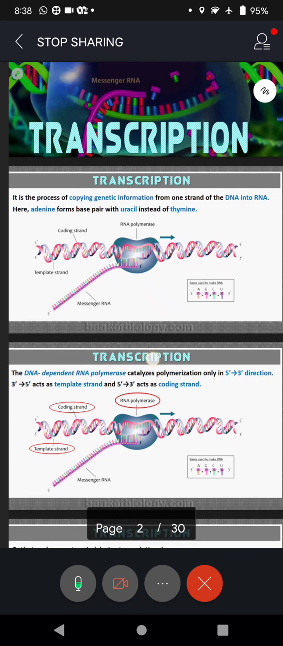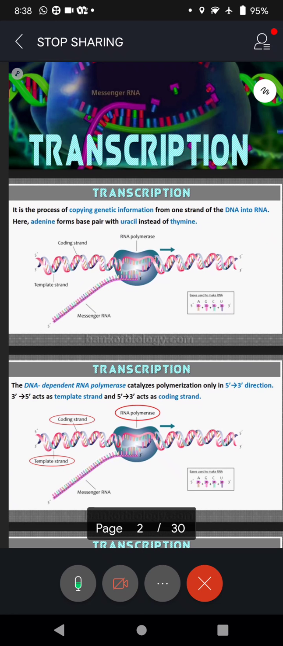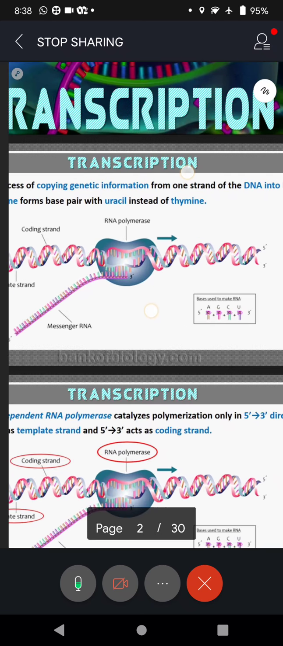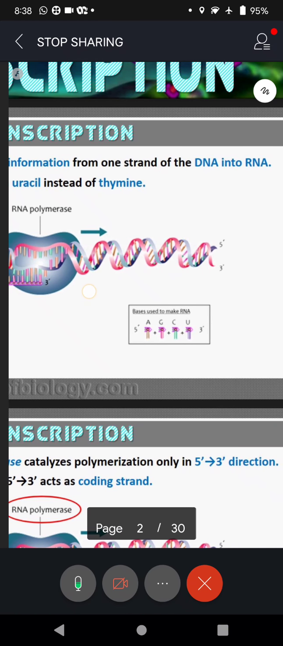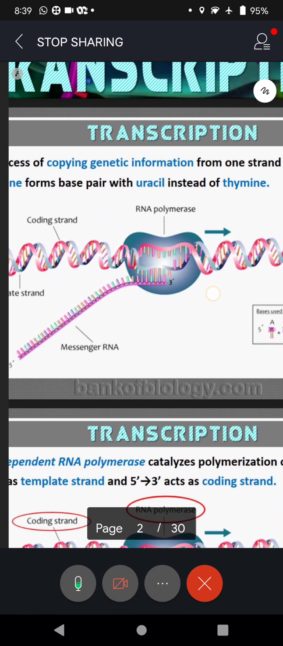Now, we said that the breaking of the DNA molecule leads to formation of RNA. So we gave a title for this: DNA copying itself, forming an RNA strand, is transcription. Correct now? So transcription is the process of copying genetic information from one strand of DNA into RNA. Right? Look at that.